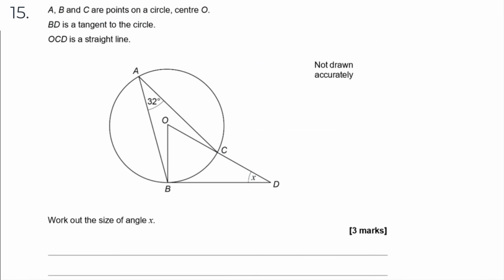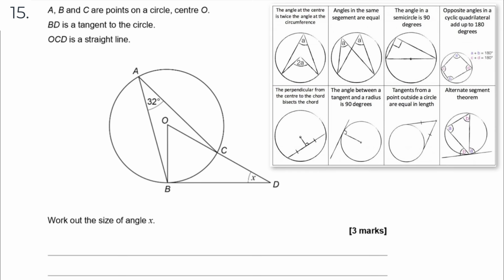Question 17. A, B, and C are points on the circle, center O. BD is a tangent to the circle. OCD is a straight line. Work out the size of angle x. Okay. Now, in order to work this out, I'm going to have to apply various circle theorems to this diagram.